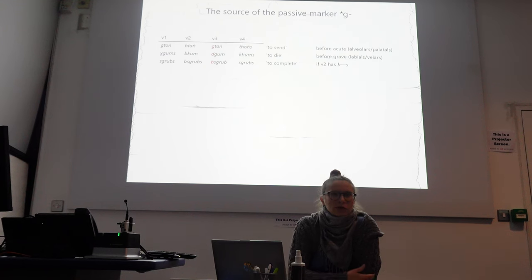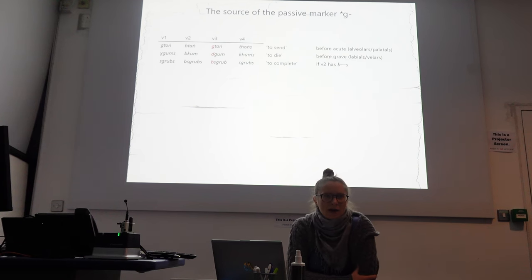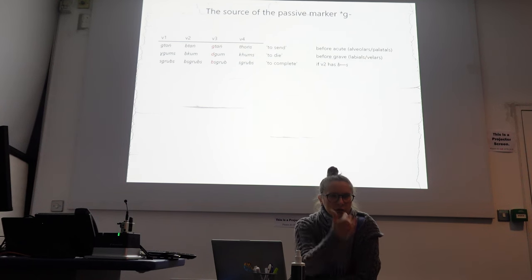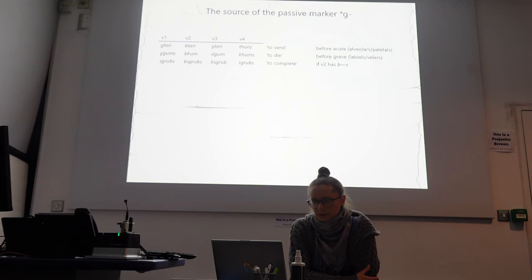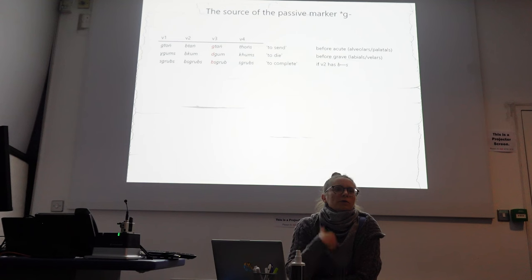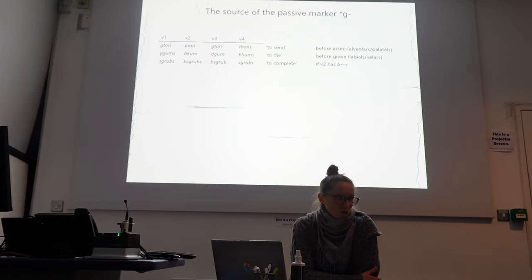Unfortunately for the historical reconstruction, these two prefixes, not only with these verbs, but in general, have complementary distribution in Tibetan, meaning that ga or g is always used before acute consonants and d always before grave consonants, also outside this context. And this means that it is not possible for us, from Tibetan alone, to say which form was the original one.